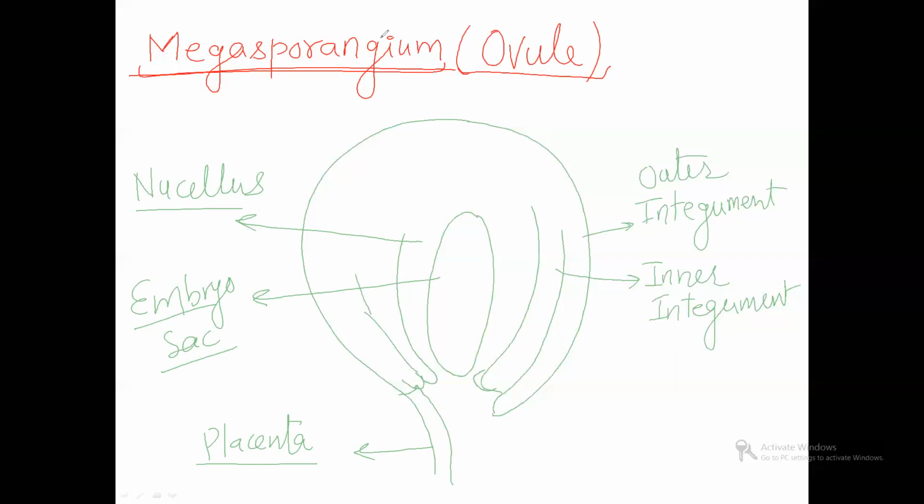There is a pore toward the micropylar end of the ovule. This is called the micropyle. The end opposite to the micropylar end is known as the chalazal end. And this end is known as the micropylar end.